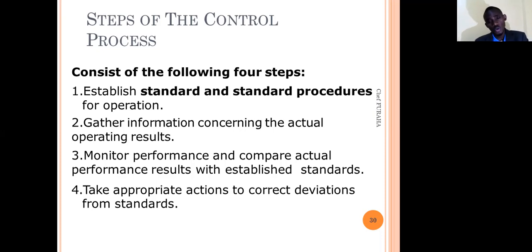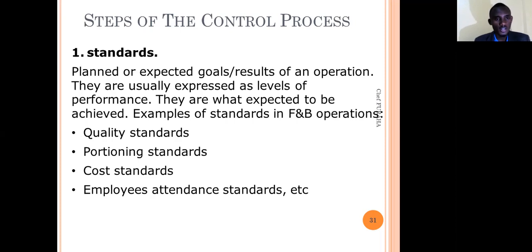Maybe we made $5 million as a net profit, but maybe we were supposed to get 15 million. It means that if we have an effective control process, we will make profit, of course. Number four, we should take appropriate actions to correct deviations from standards. If something happened, you must take corrective action. Corrective action may be punishing, retraining, etc. So standards first, standards and standard procedures. You must plan them: standards regarding quality, portion, cost, price, attendance, etc.